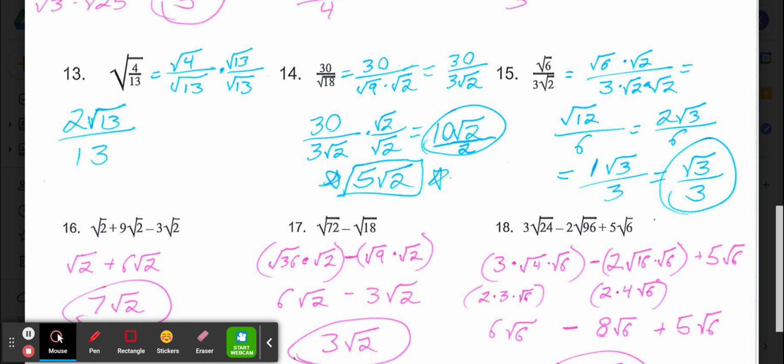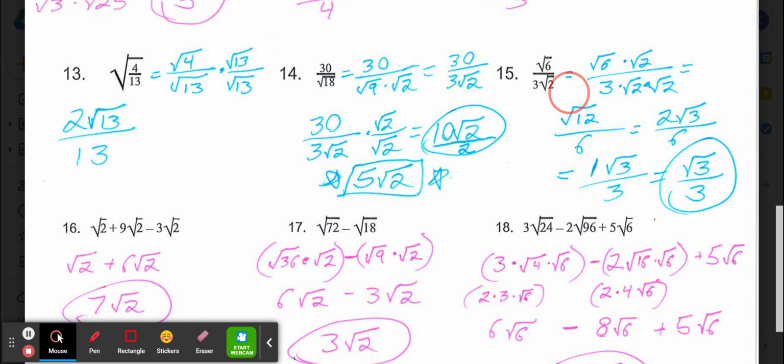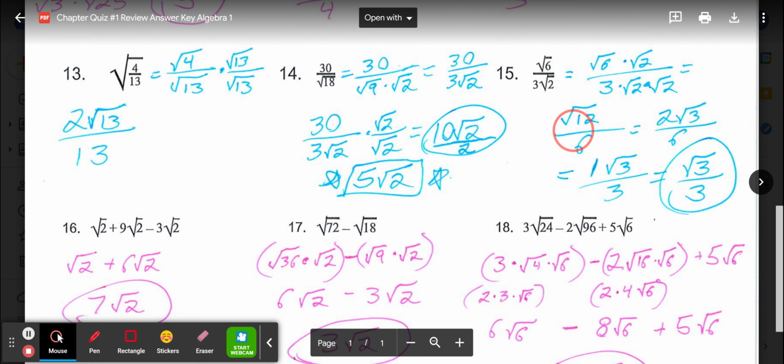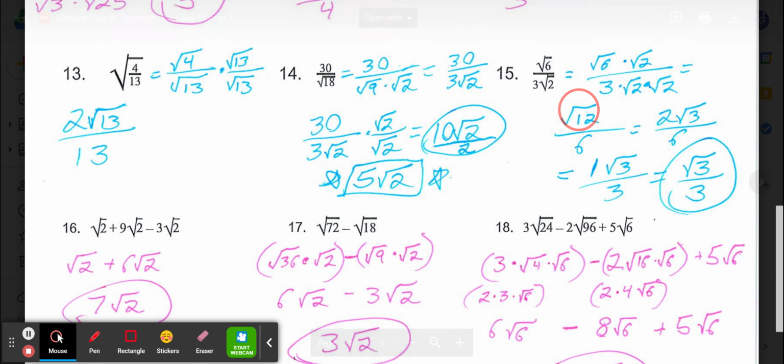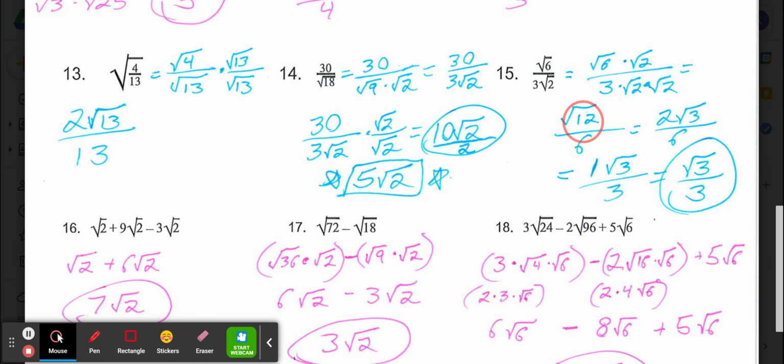Then in 15, we have square root of 6 over 3 square roots of 2. So again, right away, I want to multiply top and bottom by the square root of 2. Get rid of the radical on bottom. So on top, square root of 6 times square root of 2 is square root of 12. And on bottom, square root of 2 times square root of 2 is just 2. So 2 times 3 is 6. So we have square root of 12 over 6.